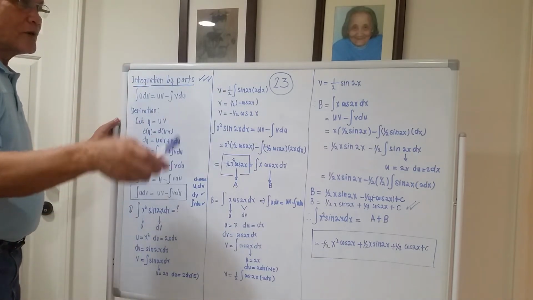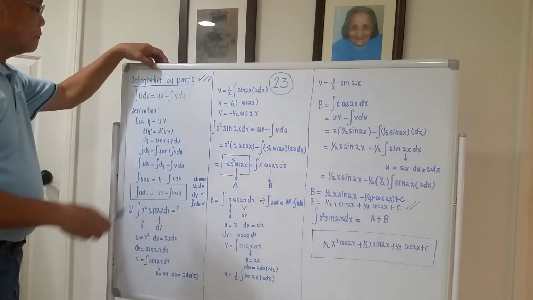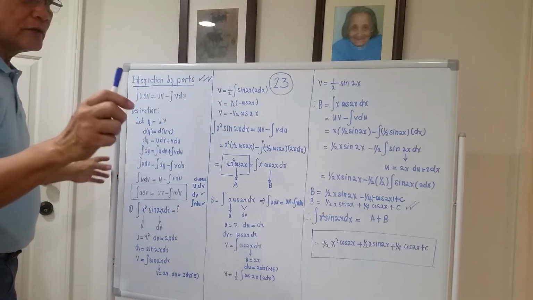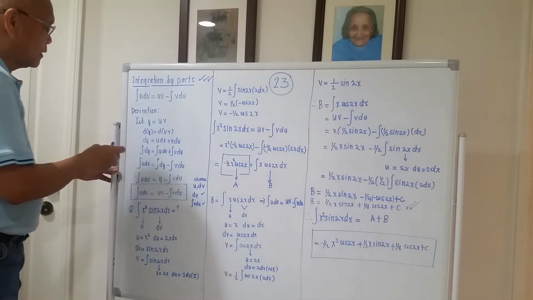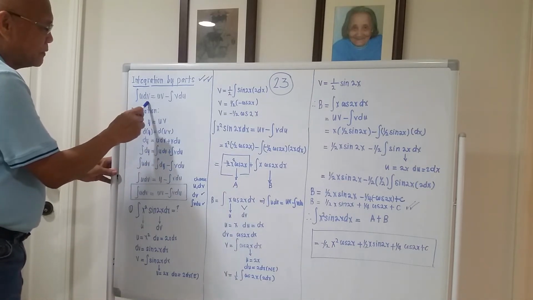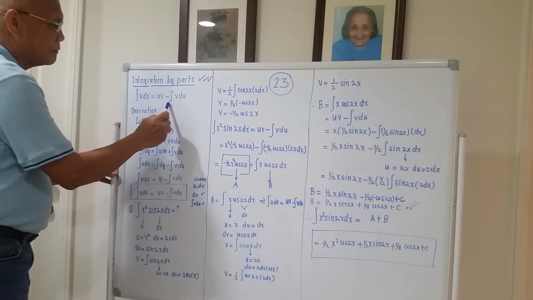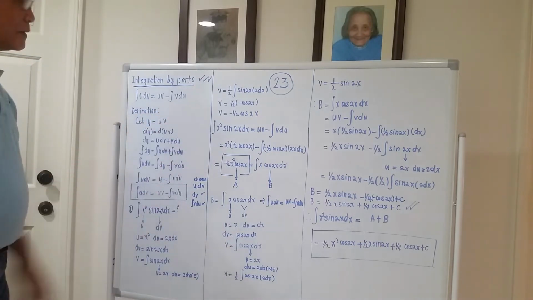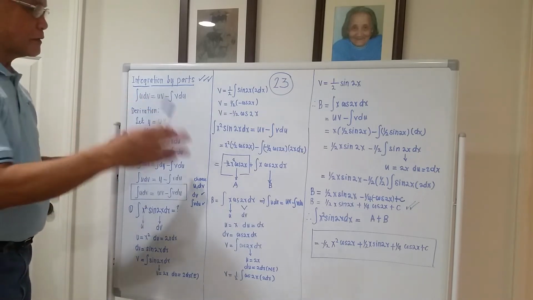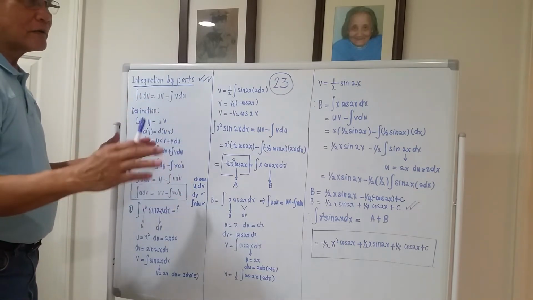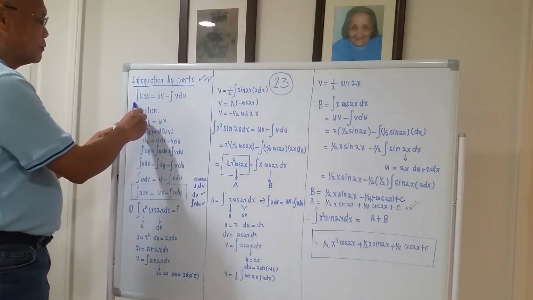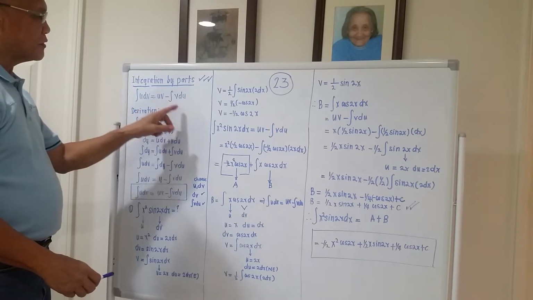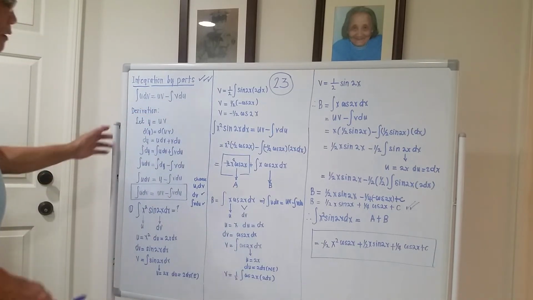Okay. I will give you the formula for taking the integral by using integration by parts. The required formula is the integral of u dv equal to uv minus the integral of v du. This is a new topic. So if you are integrating a problem under integration by parts, this should be the required formula. It should be uv minus the integral of v du.